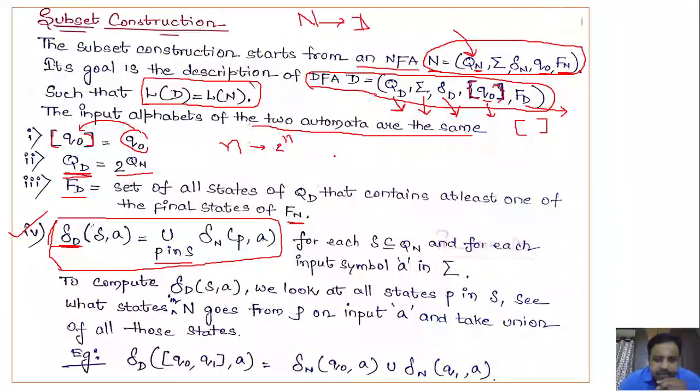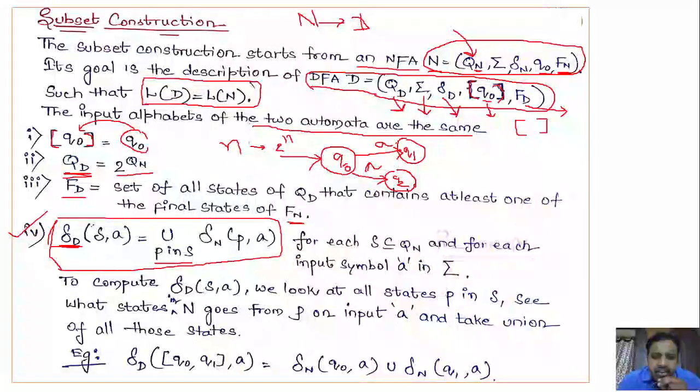Basically, in the NFA we may have multiple transitions on an input symbol. For example, from Q naught on input symbol A, you may have multiple transitions: one transition going towards Q1 and another transition going towards Q2. So in the NFA, from Q naught on input symbol A, we may go to the state Q1 or Q2, because we have multiple transitions on A.